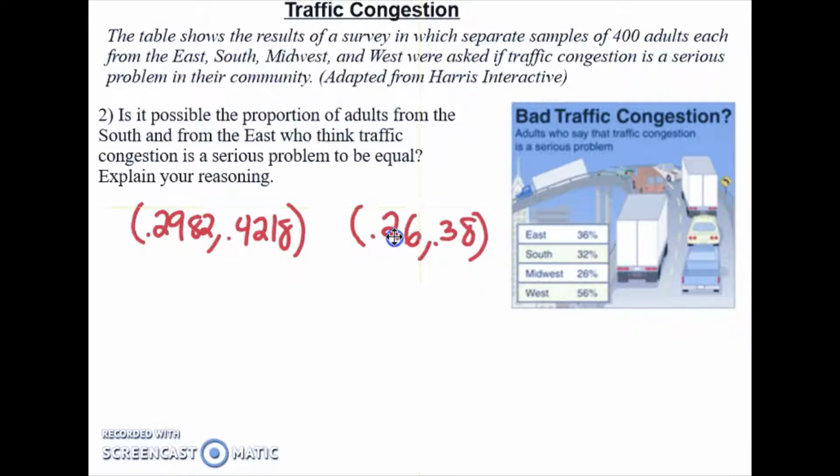So if we look at those two values, the proportion could be anywhere between these two values. If we look, this is about 30% to 42%. This is 26 to 38%. There is a lot of overlap between these two values. So yes, it's possible that they could have the same proportion. So even though the samples weren't the same, if we actually could calculate the literal population proportion, because the intervals overlap, it's possible those proportions could have been the same.